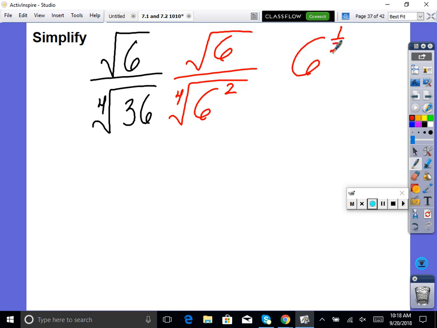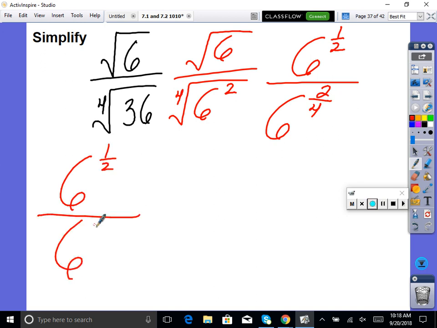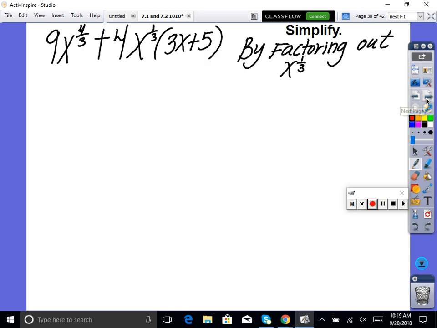So we have 6 to the 1/2 on top. On bottom we have 6 to the, roots go on bottom, power goes on top. So we have 6 to the 1/2 divided by 6 to the 1/2, right? So then it would become 1. It would divide out and become a 1, or exponent of 0.